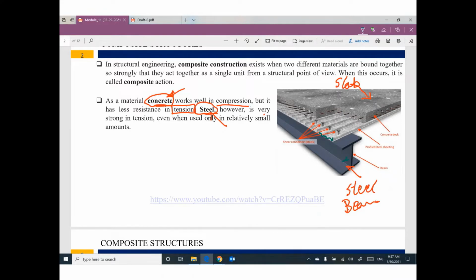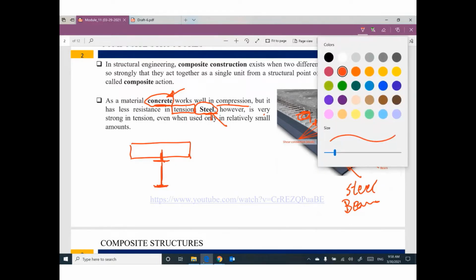To make sure this beam is working with this slab as one unit, we need to add here shear connectors. Can you see these studs? These studs are welded on the top flange of the steel beam, and the concrete will be around these connectors. After hardening of concrete, we will have one unit. Cross section looks like this. Here is the concrete, here is the steel, here is the shear connectors.